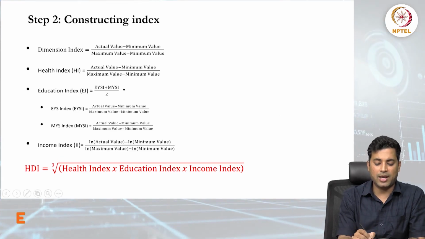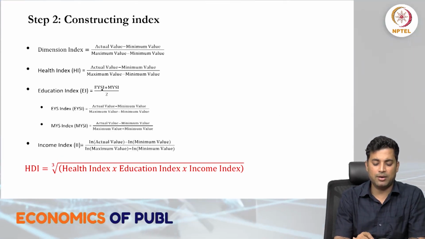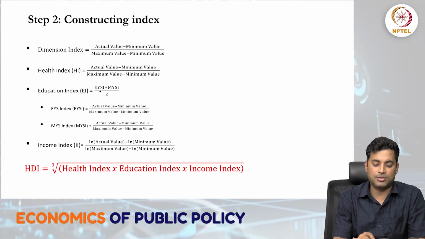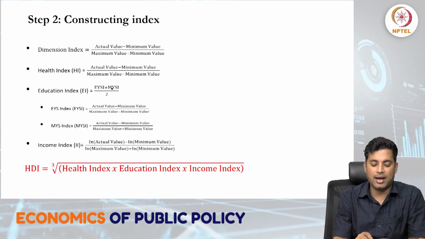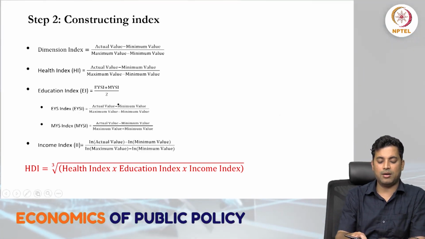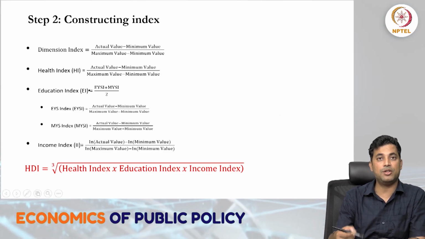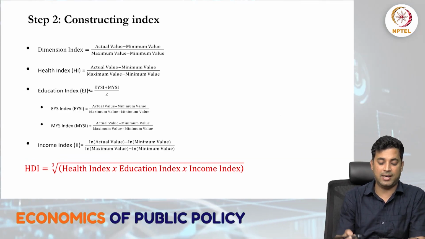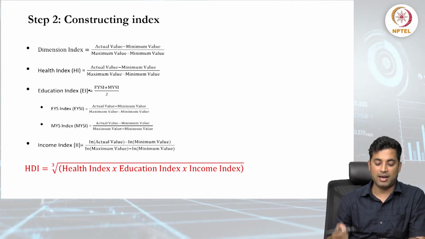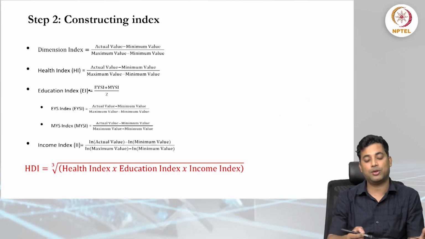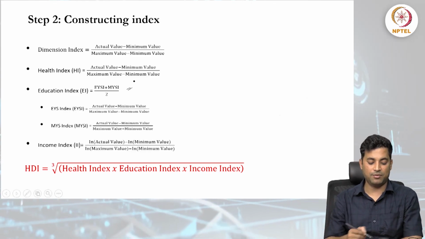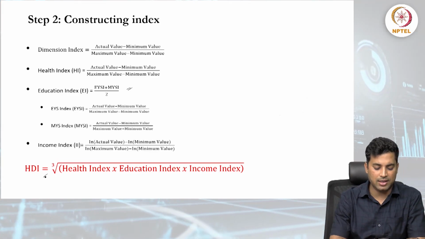For education we have 2 indicators, so we'll take the average of expected years of schooling and mean years of schooling. Again, while calculating the individual sub-indicators, the method is the same: actual minus minimum divided by maximum minus minimum. But since there are two indicators, we take the average of these two values.